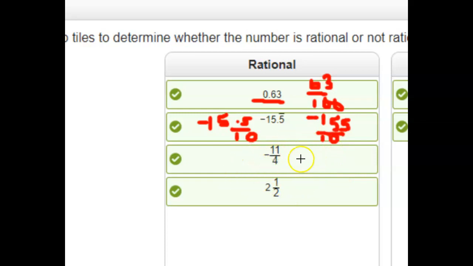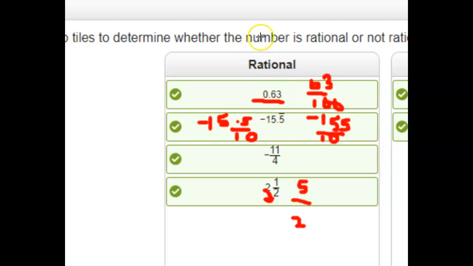Negative 11/4 is already a fraction of two integers, so I know it's rational. And 2 and 1/2 is a mixed number. Again, we can turn it into a fraction of two integers by simply multiplying the whole number times the denominator. 2 times 2 is 4. Then adding the numerator, plus 1 is 5. So we know 2 and 1/2 is just 5 over 2, right?